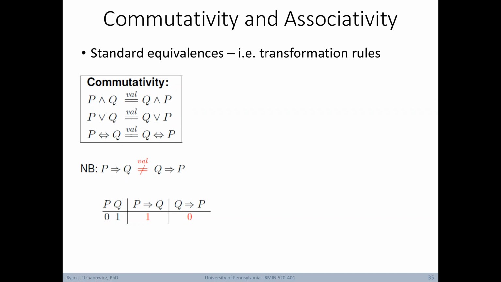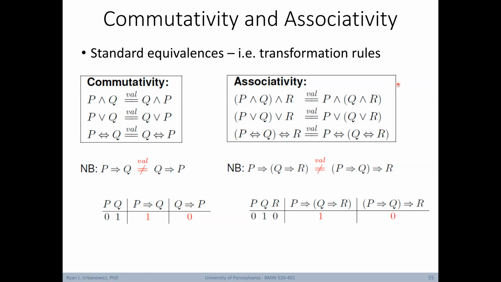P biconditional Q is equivalent to Q biconditional P. Note that biconditional is not the same thing as equivalent. Note, however, that if P implies Q, Q does not imply P. We can verify this with the truth table.